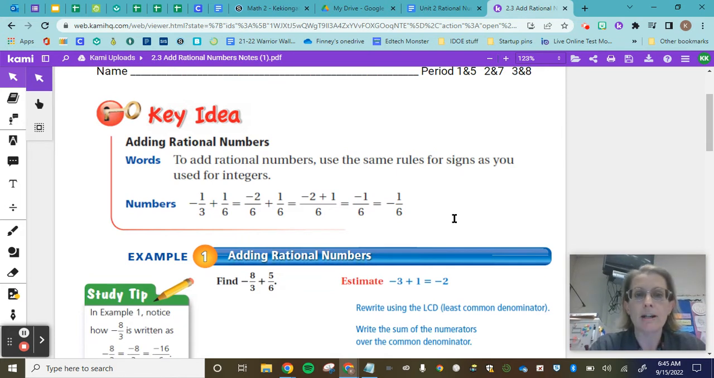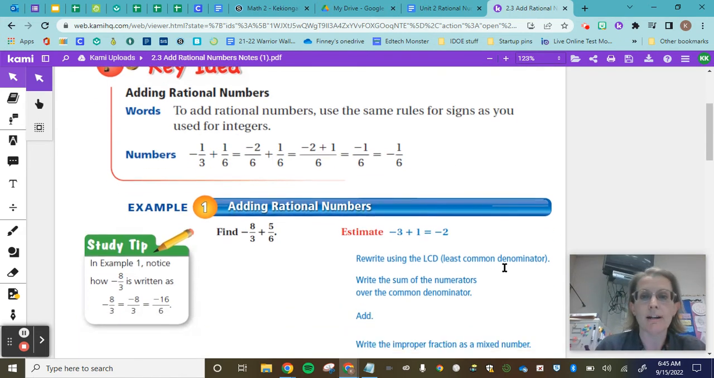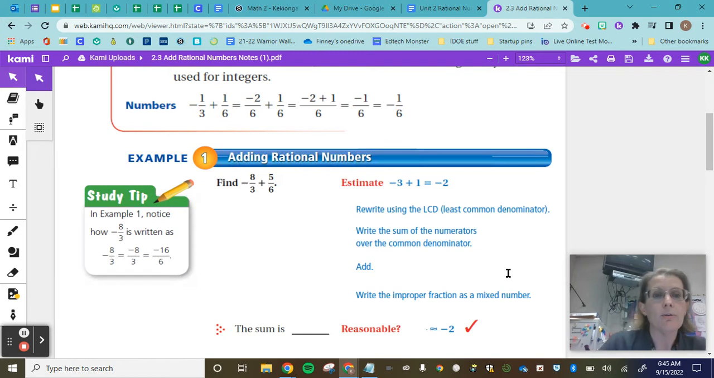When we're adding with a fraction, we find the common denominator, we change the numerators, and then we keep the denominator and add or subtract the numerators. So our question says, find negative 8/3 plus 5/6.